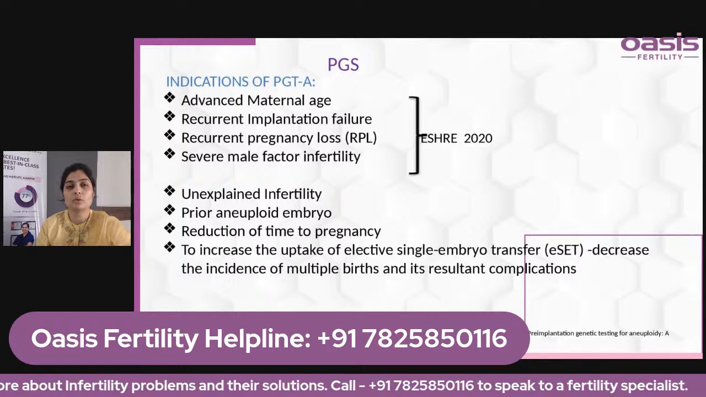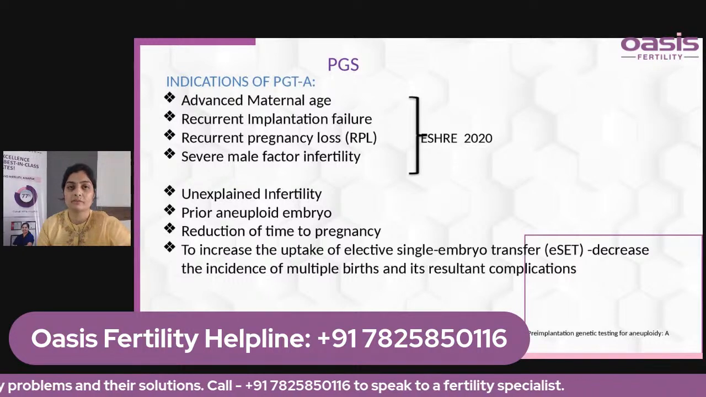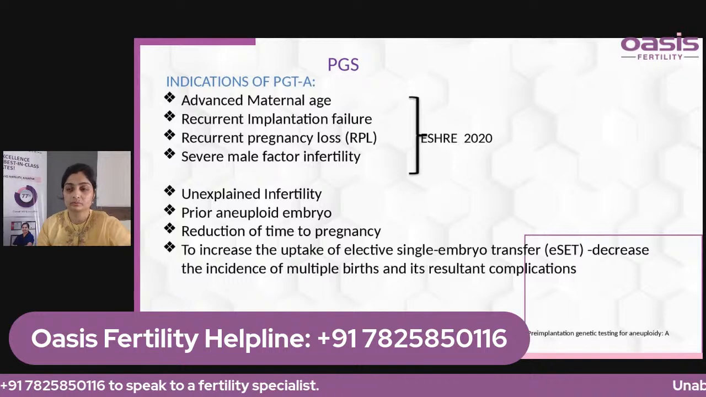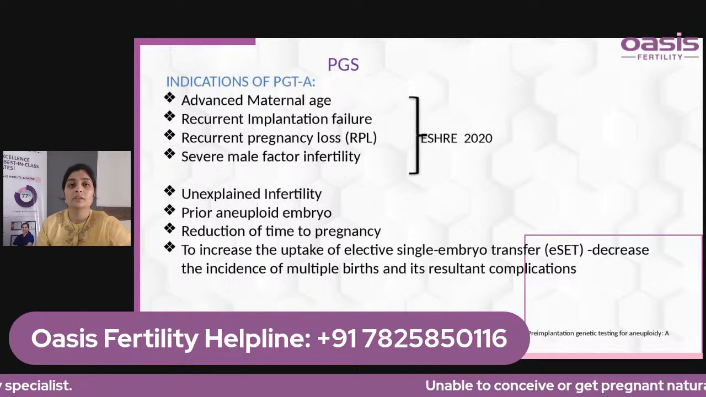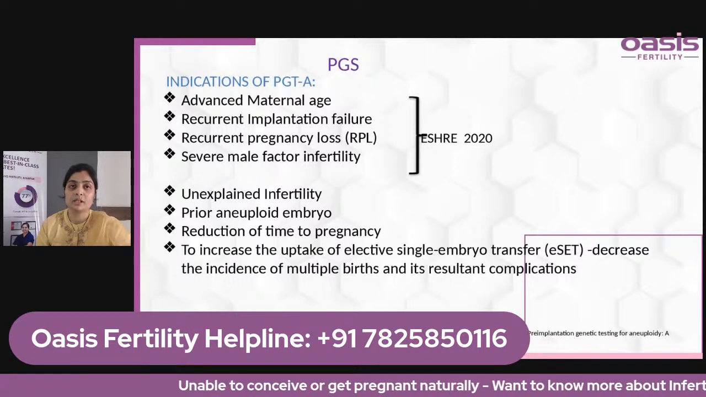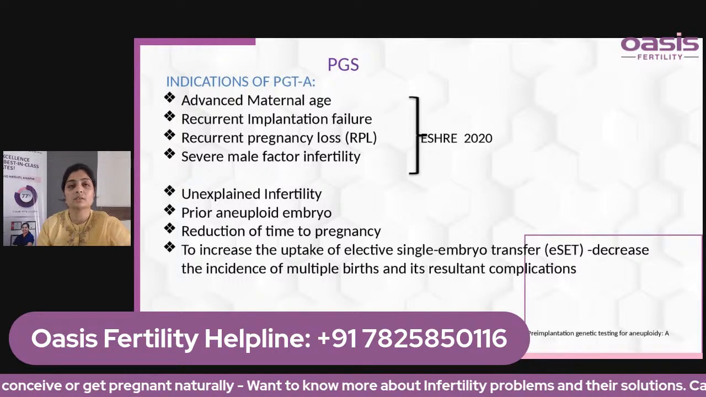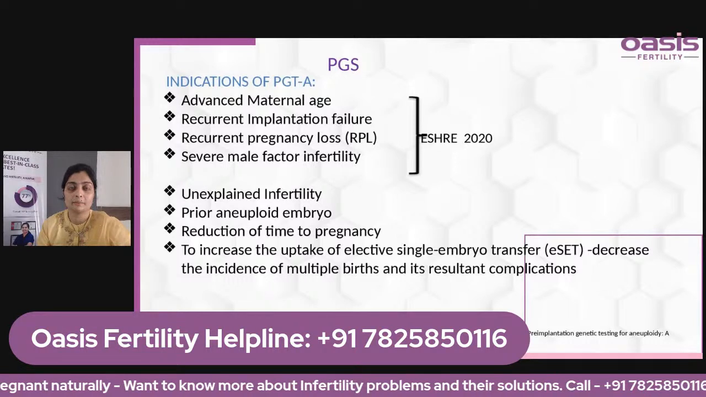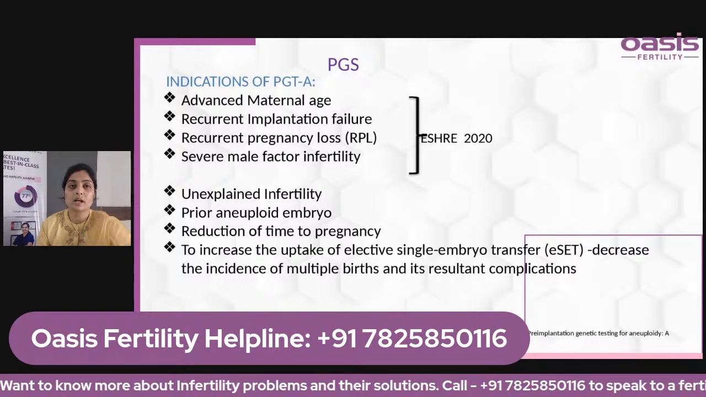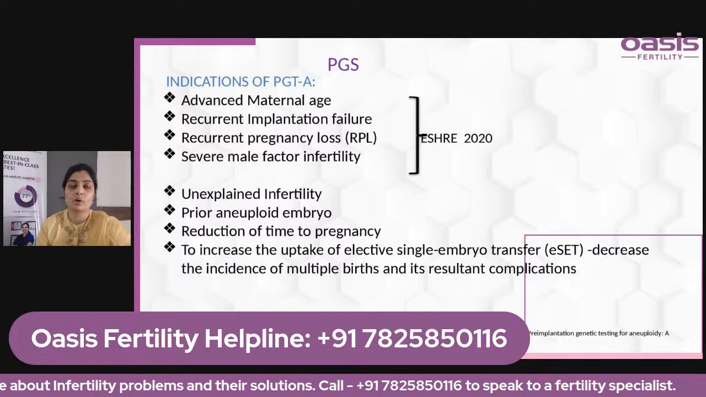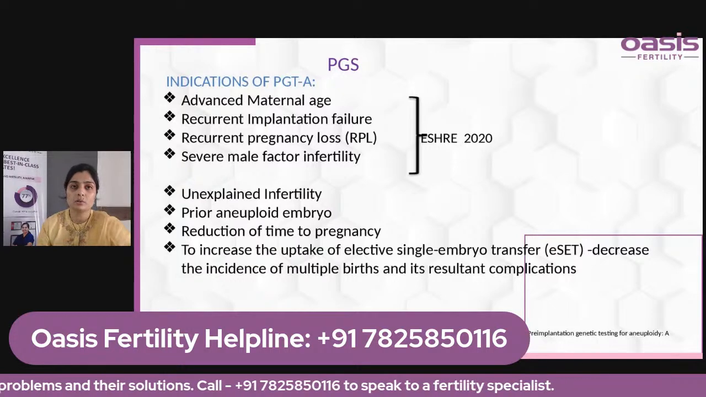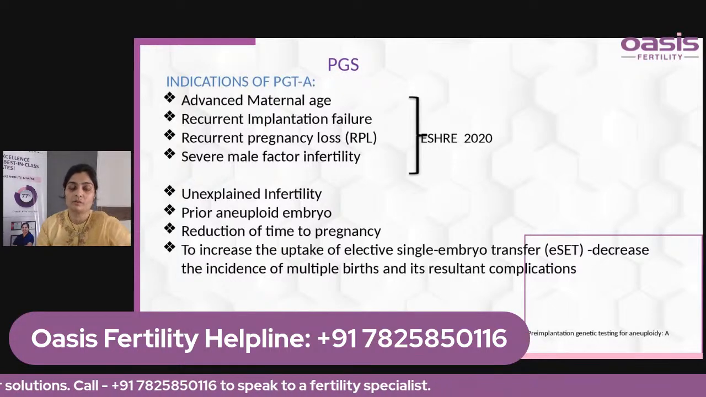And also in couples who already had previous IVF failures and previous miscarriages, and also in cases of severe male infertility, like when the sperm count is less than 1 million, less than 5 million, even for such couples we do advise PGTA. And also in cases of unexplained infertility, and when the couple already had prior aneuploid embryos, and also to decrease the time interval to pregnancy.